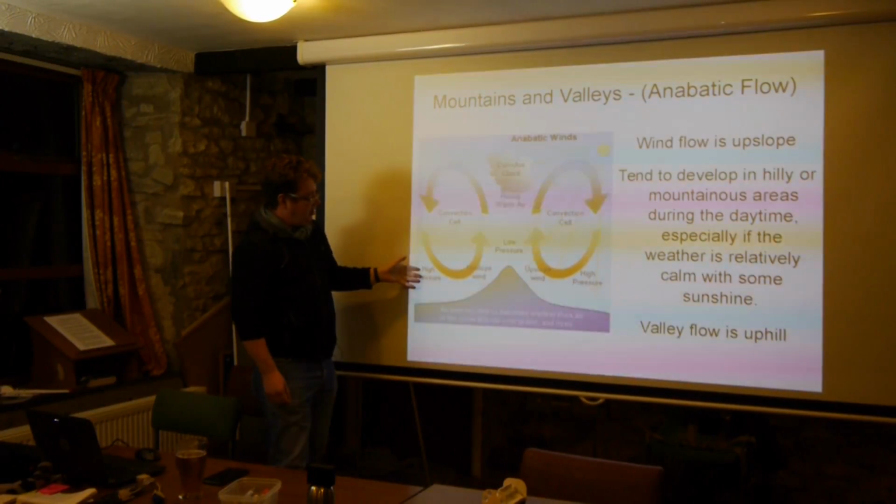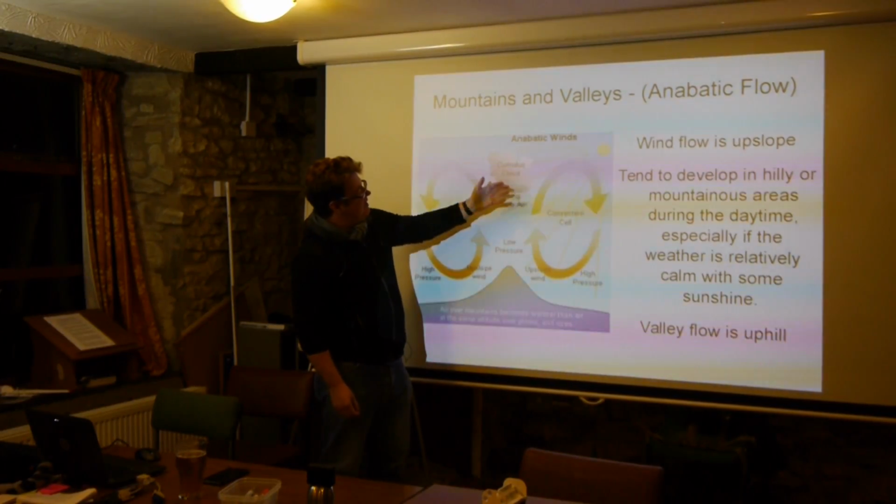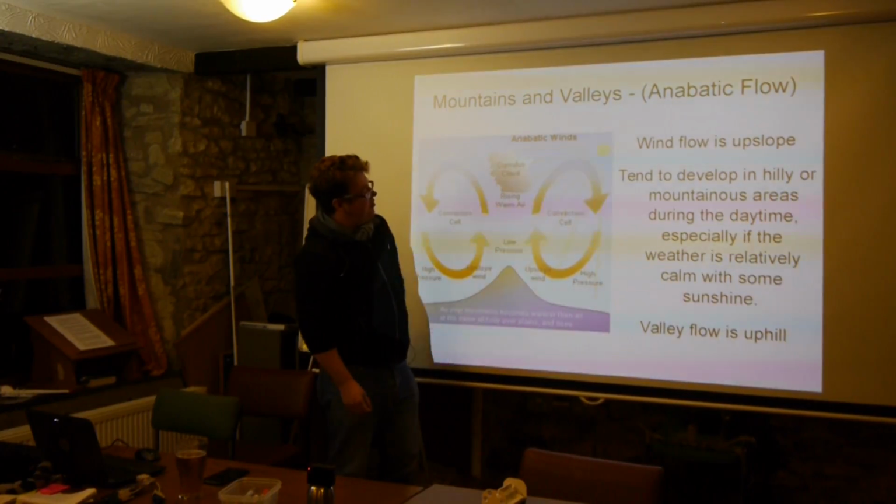You end up with high pressure. Again, high pressure in the area where the wind is blowing from, blowing into a low pressure area where the rising is, and a convection cell basically is formed. You get cumulus clouds.